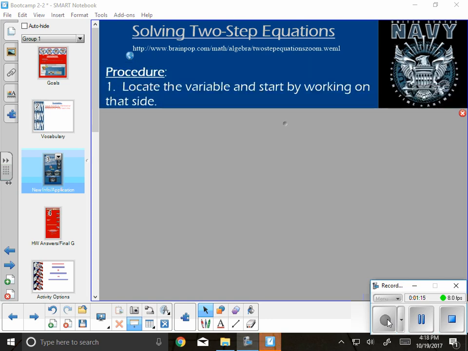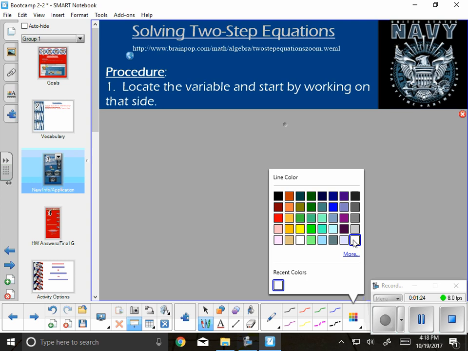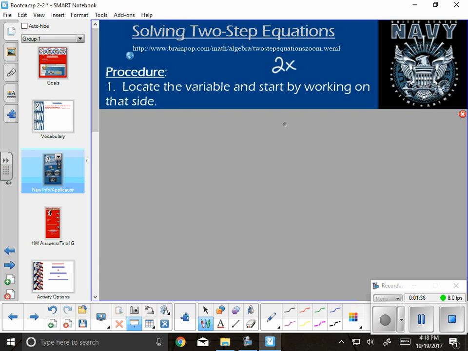Our first step is to locate the variable and start by working on that side. Just like previously, you want to always make sure that you write down the equation that you are given, so that you know where your starting point is and how you're trying to get to your ending point. Let's just say we start off with 2x plus 4 equals 10.